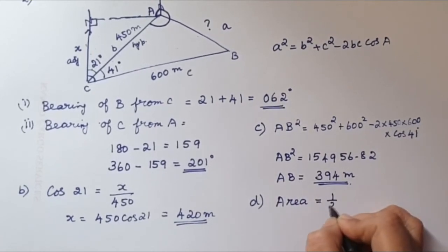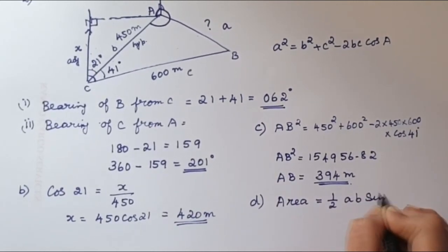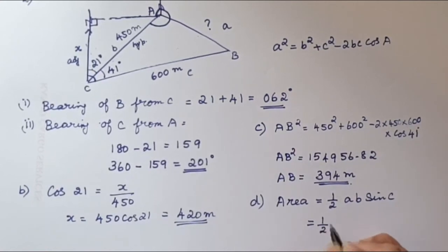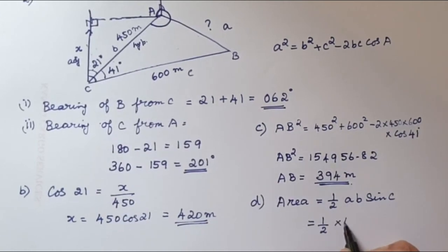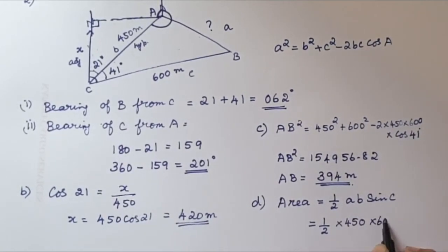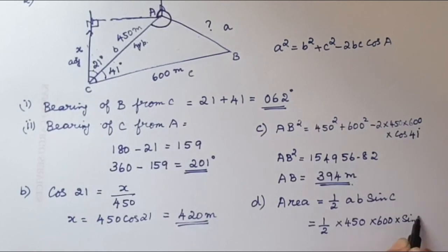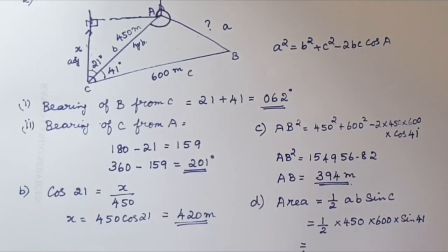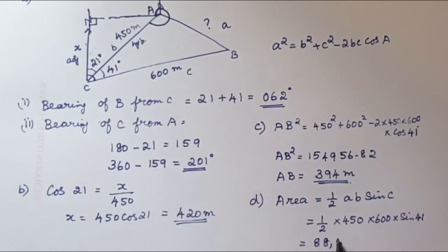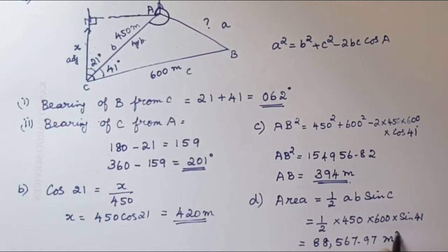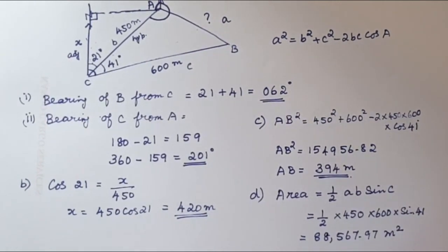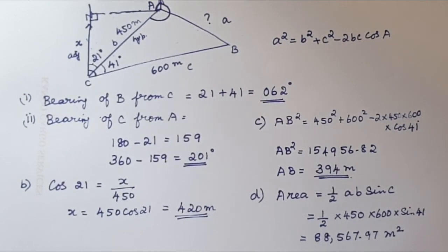Now the D part of the question, area of the triangle. Area equal to half AB sin C. So half into, we know this side, and the included angle is 41. So into 450 into 600 into sine 41. So this will give us 88,567.97 meter squared. I hope all of you understood how to use bearings in solving trigonometric questions. Thank you.